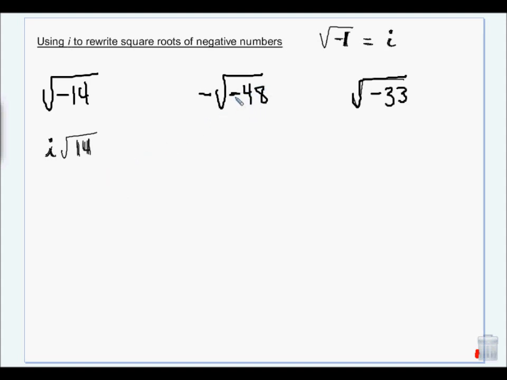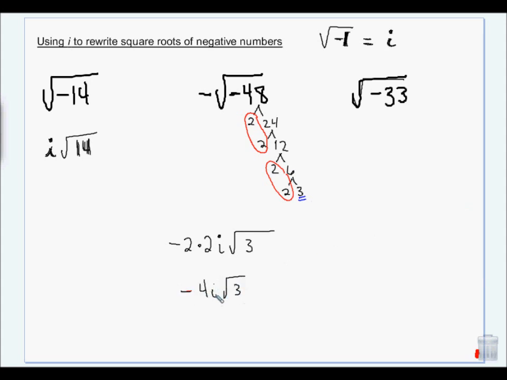-48. Okay, I know I'm going to have an i because it's negative. I'm going to look at 48 and see what else I can take out. Okay, so we're doing square roots, so I'm looking for pairs. So I have 2 pairs of 2's. So I can take out, there's that negative that's just hanging out outside, right? I can take out one 2, I can take out a second 2. This negative inside tells me I can take out an i, and I have a 3 left. That poor little left behind 3. So I get -4i root 3.